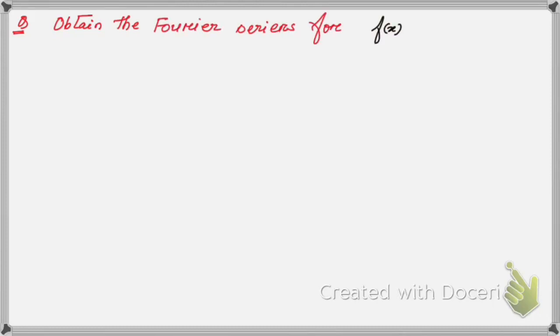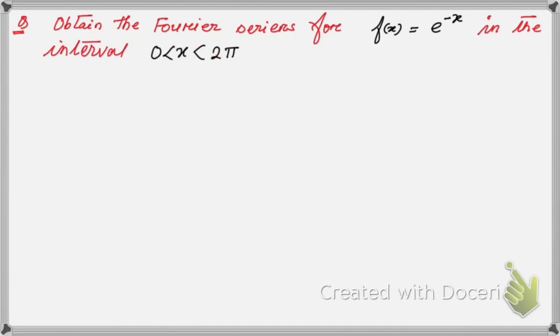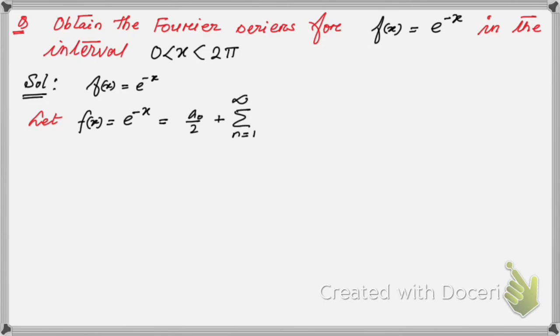Okay, so solve the first question. This is the first question. Obtain the Fourier series of the function f of x equals e to the power minus x in the interval 0 less than x less than 2 pi, right? So let's solution. First let me write the given function, that is e to the power minus x, and let us consider the Fourier series of this function to be a naught by 2 plus summation from n equal to 1 to infinity a n cos nx plus summation n equal to 1 to infinity bn sin nx, right? And let it be equation number 1.